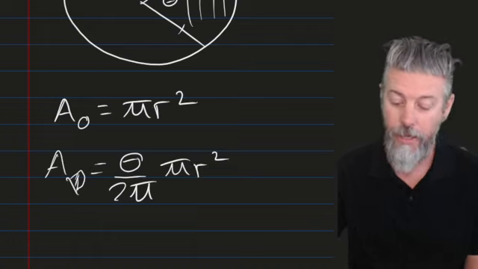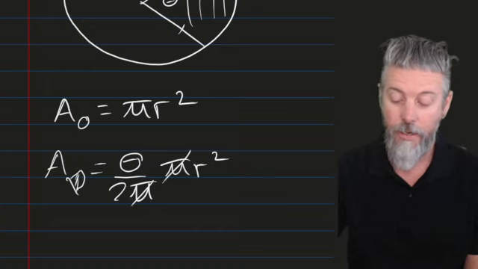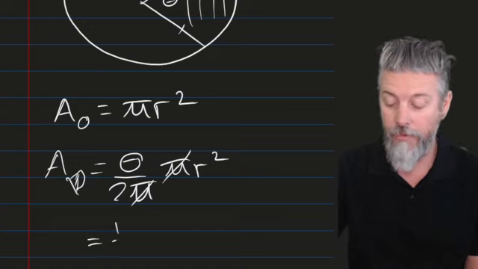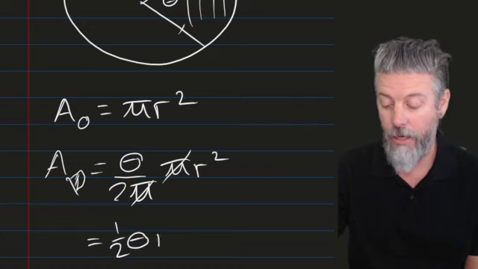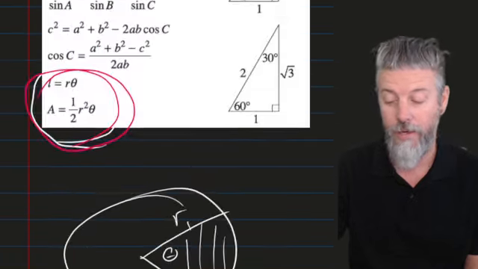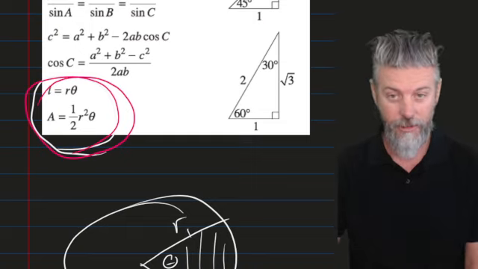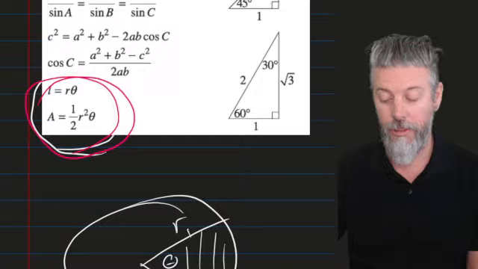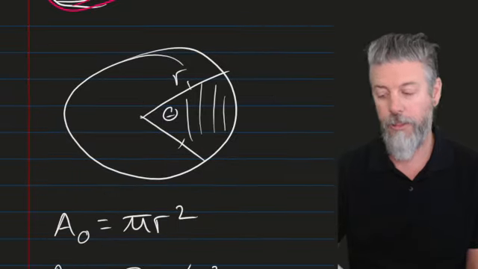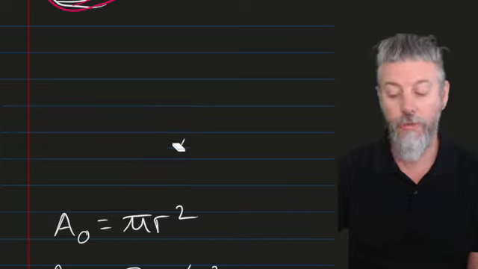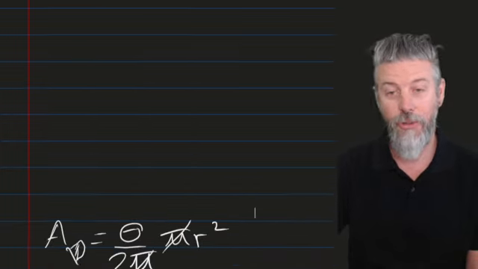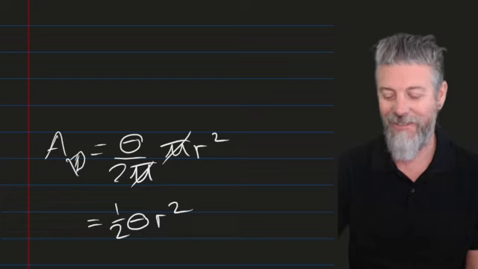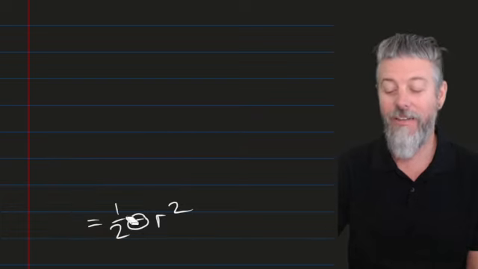And so now we get pi cancelling with pi. The 2 is on the bottom, so we have a half theta r squared, or a half r squared theta, as it's written on the formula sheet. So that's where the two formulae come from. Two formulas, two formulae, two formulize. It's definitely not that. So that's where they come from.